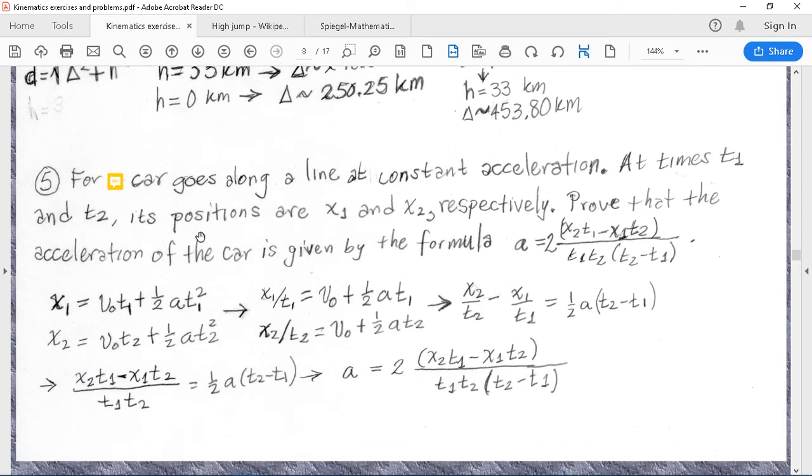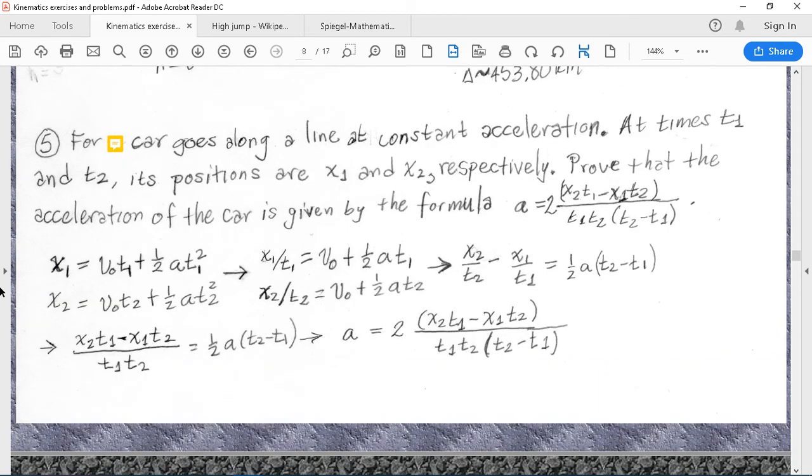Okay, now we go to problem 5. The car goes along a line at constant acceleration. At times t1 and t2, its positions are x1 and x2, respectively. Prove that the acceleration of the car is given by the formula a equals 2 times, in the numerator, x2 t1 minus x1 t2, and in the denominator, t1 t2 times (t2 minus t1).